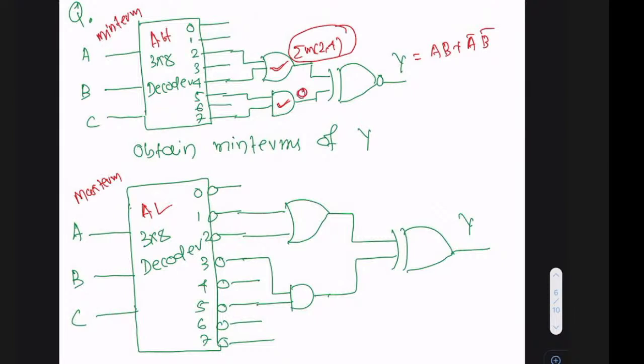For B, I am saying that the output is 0. But what is the min term? Is the min term 0? If you say this is equivalent to min term 0, is that correct, or is it wrong?